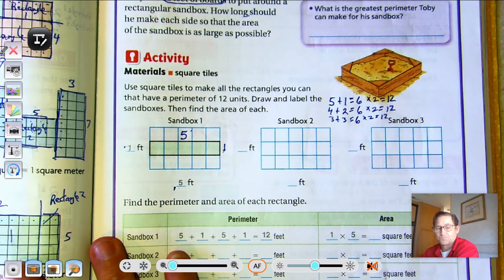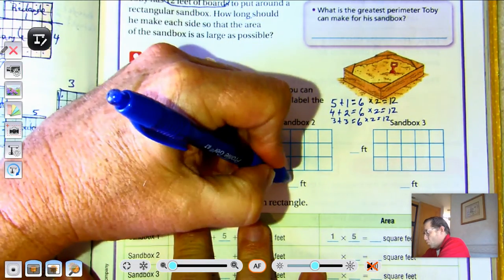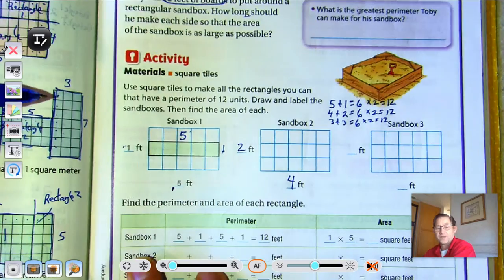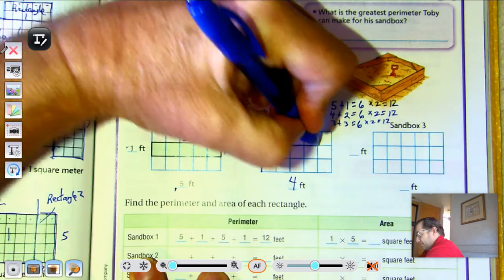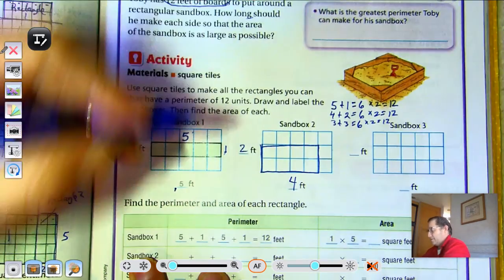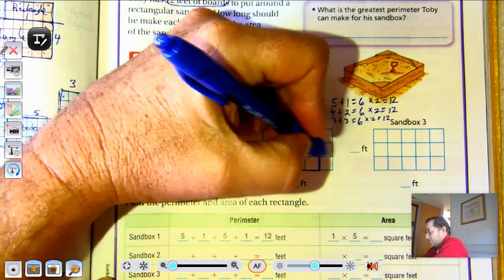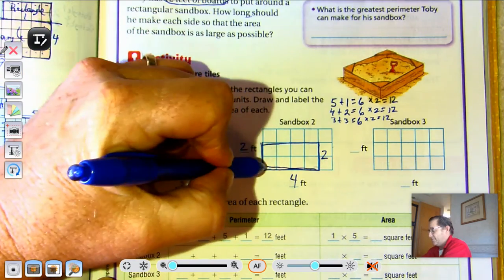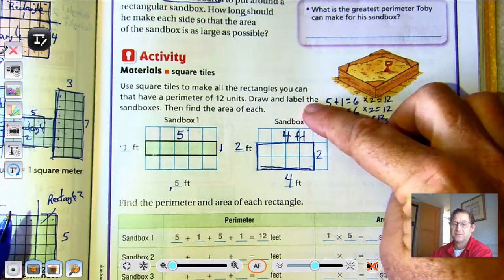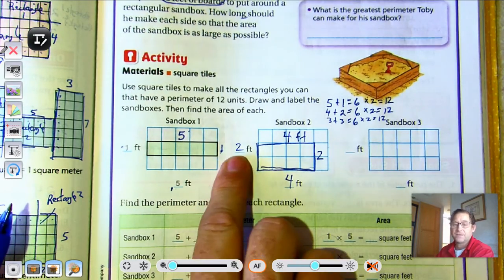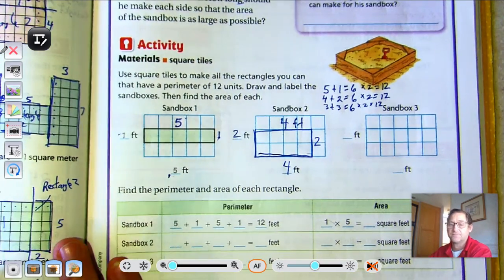Okay, so this one we could say is 4 and 2. So we can go 2 and then a length of 4. Again, 2 plus 4 is 6. And so we know that that side's 2. This has to be 2. If this is 4, that also has to be 4. And so we see that we have the same dimensions on two of the sides, right? So 2 plus 4 is 6, 2 plus 4 is 6, and that gives me a perimeter of 12.